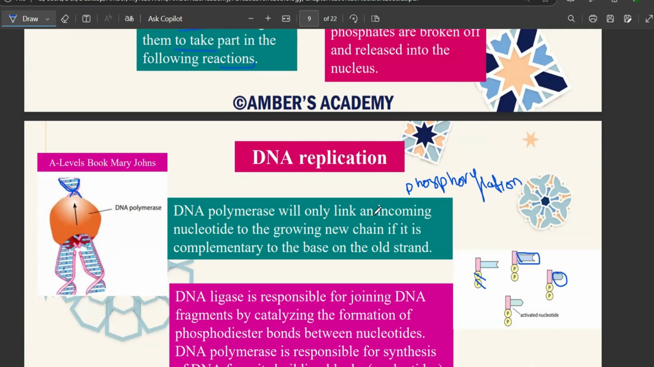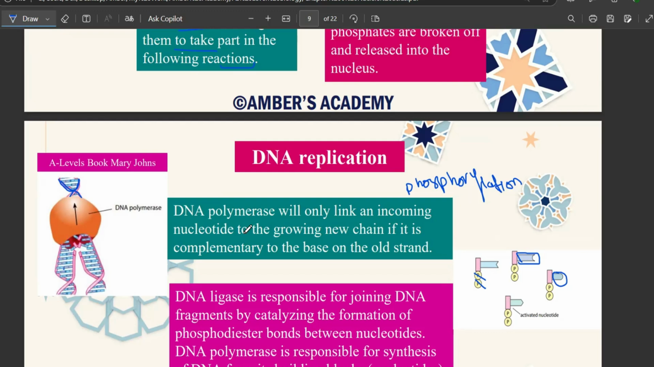Then DNA polymerase will only link an incoming nucleotide to the growing new chain if it is complementary to the base on the old strand. So DNA polymerase is also responsible for making sure that complementary base pairing is taking place. It's not going to link all of the bases with the old strand. It's going to ensure that adenine will bind with thymine and cytosine will bind with guanine, or vice versa. If thymine is present in the old strand, then only adenine will be able to bind with it. And if cytosine is present, then only guanine will bind.